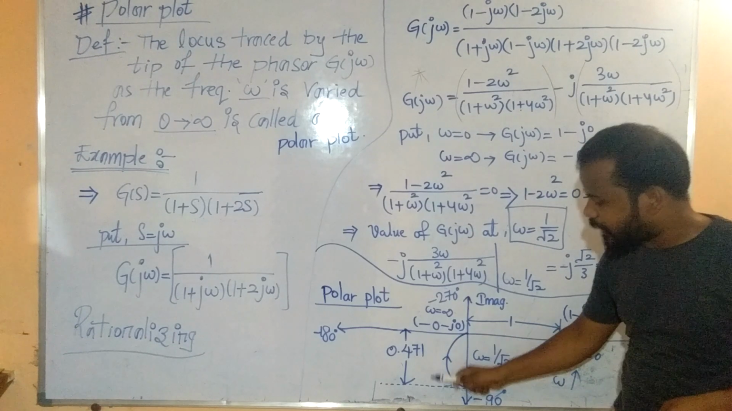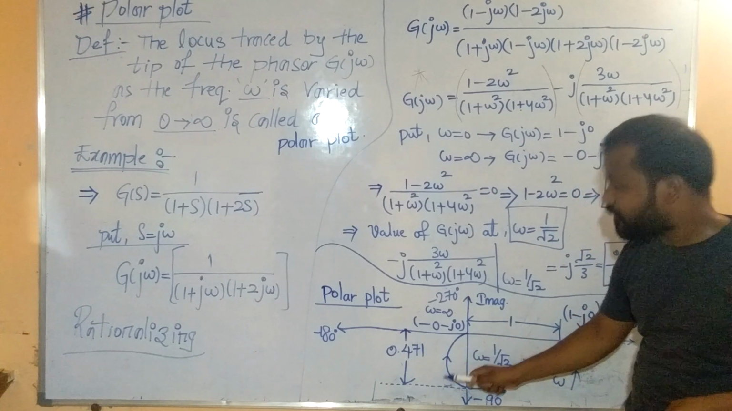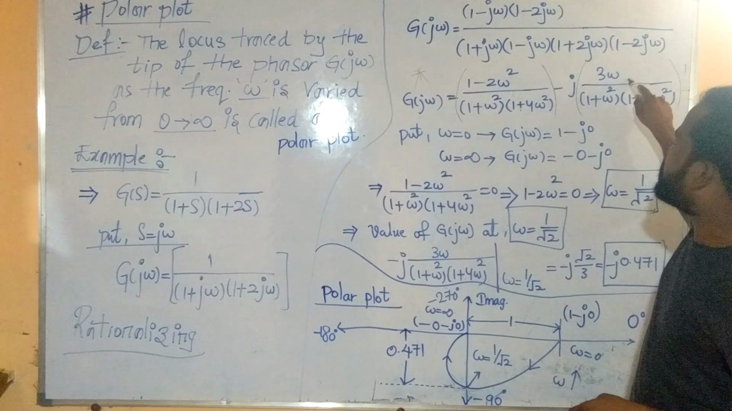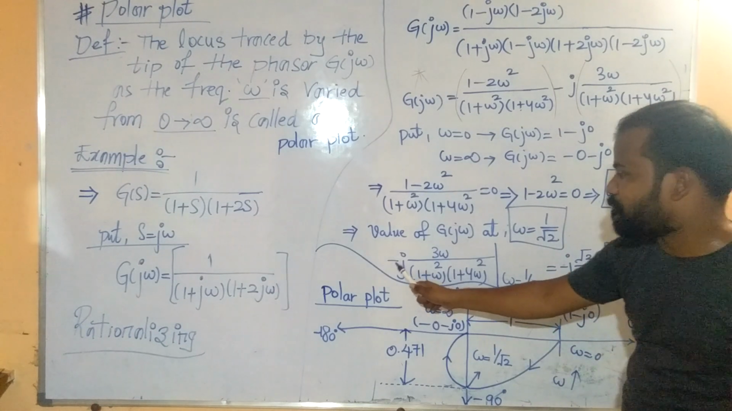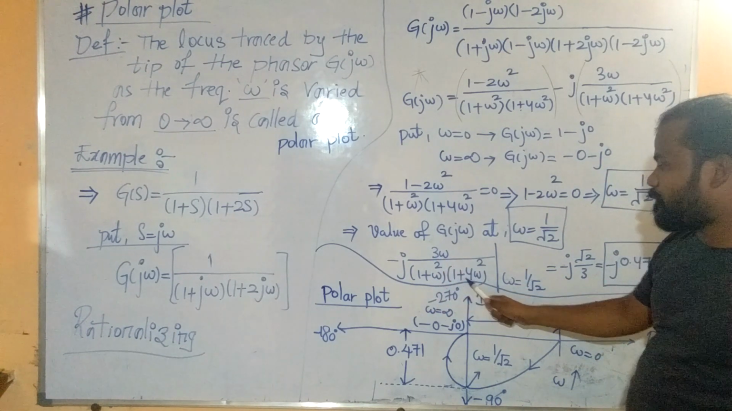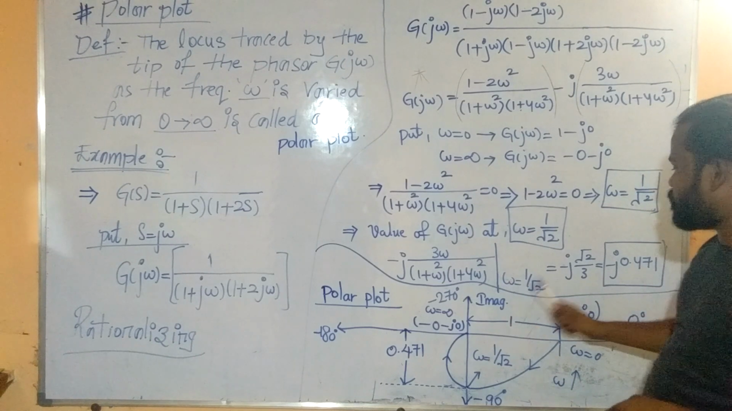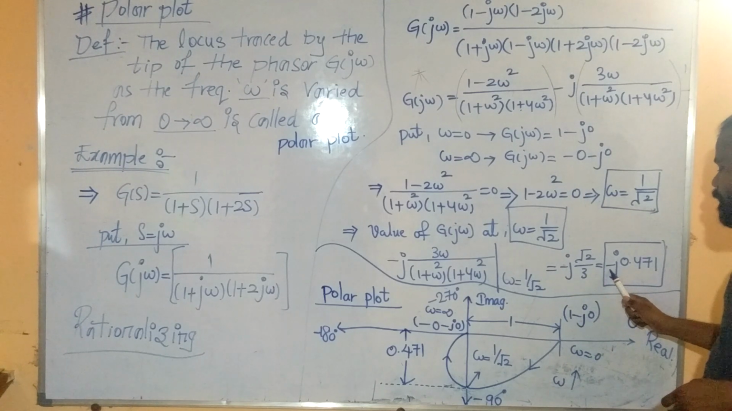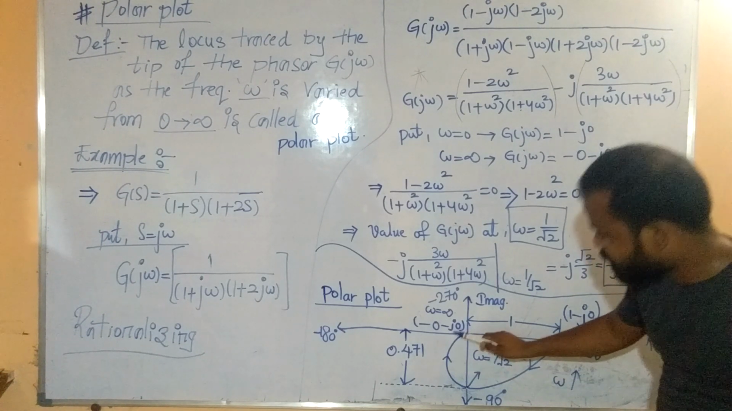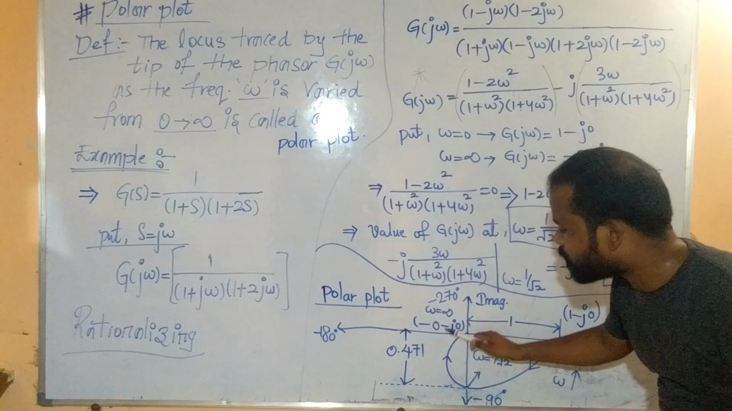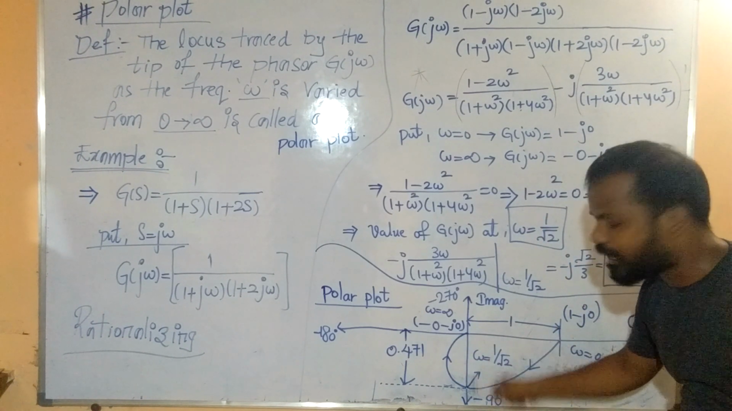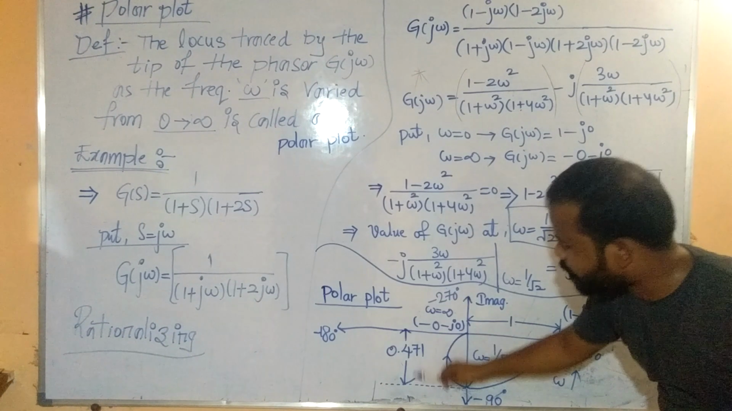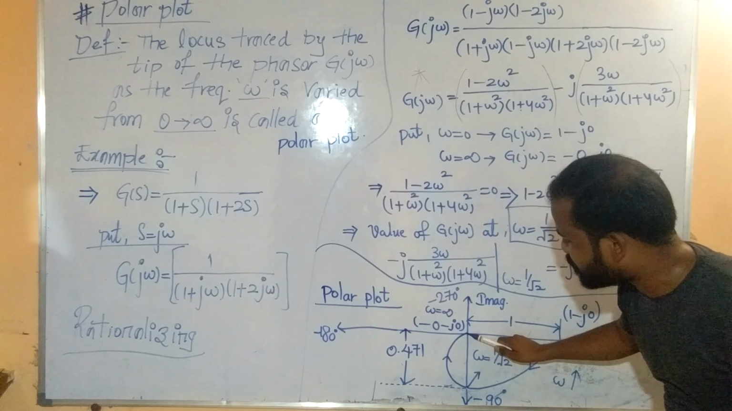But what is the magnitude of this? We don't know exactly. That's why, to calculate the magnitude on this axis, we need to consider the imaginary term and substitute omega equal to 1 by root 2 instead of omega. So consider minus j 3 omega by 1 plus omega square, 1 plus 4 omega square, when omega is equal to 1 by root 2. Then you will get minus j into root 2 divided by 3. By simplifying, you will get minus j 0.471. So this is the magnitude, 0.471. Minus j means the negative imaginary axis. That's why minus j into 0.471, and 0.471 is the magnitude from 0 to this curve.